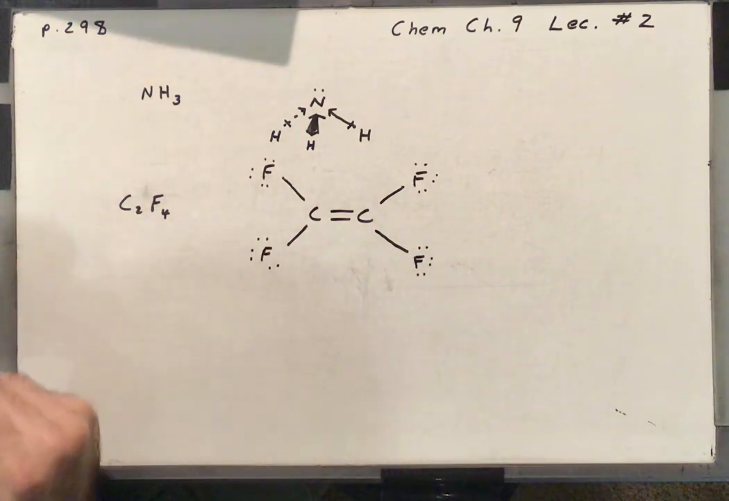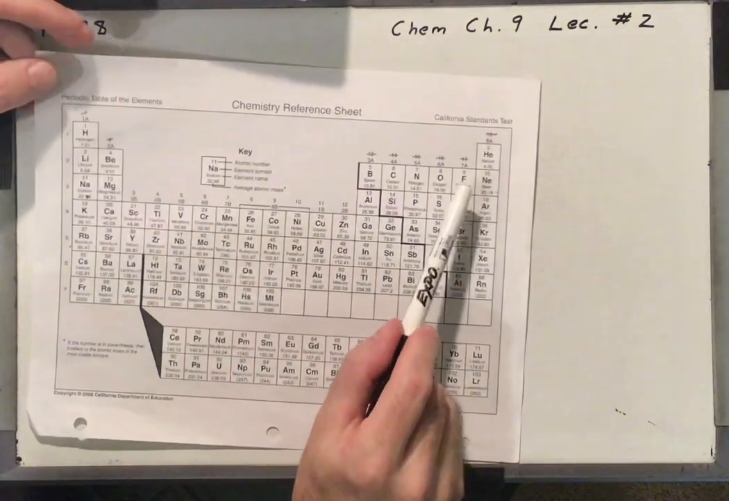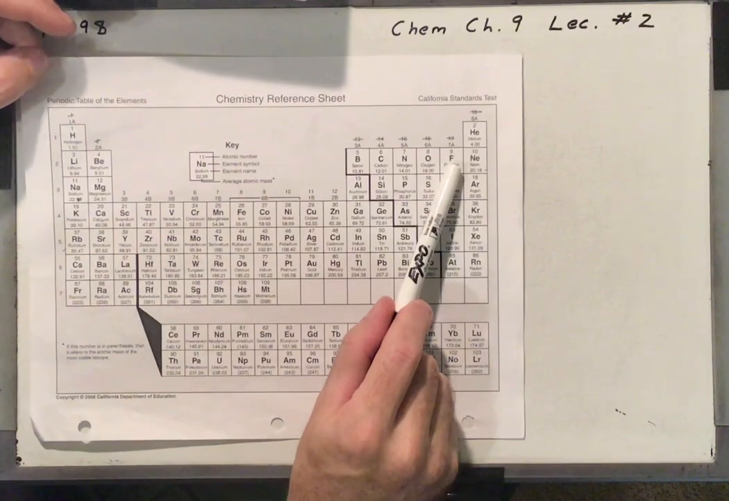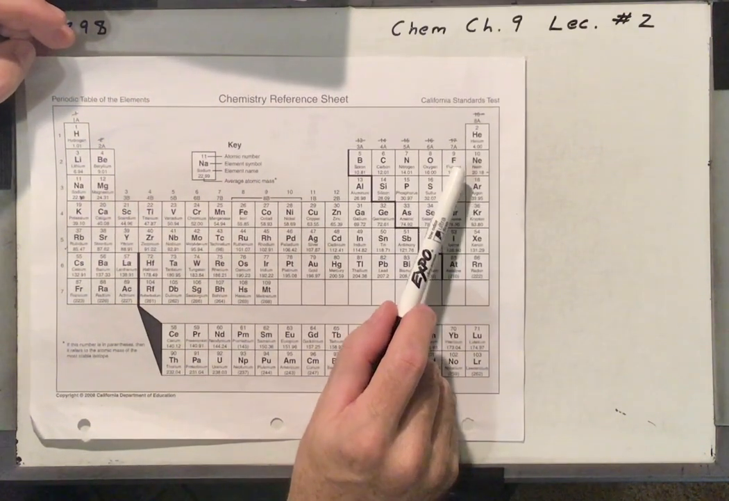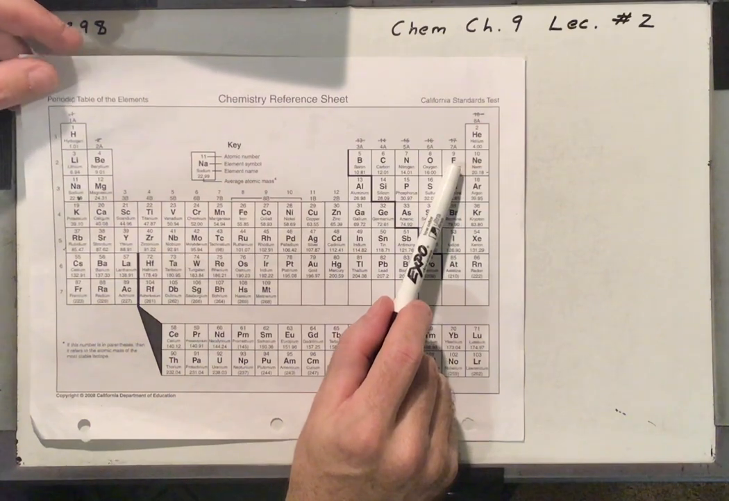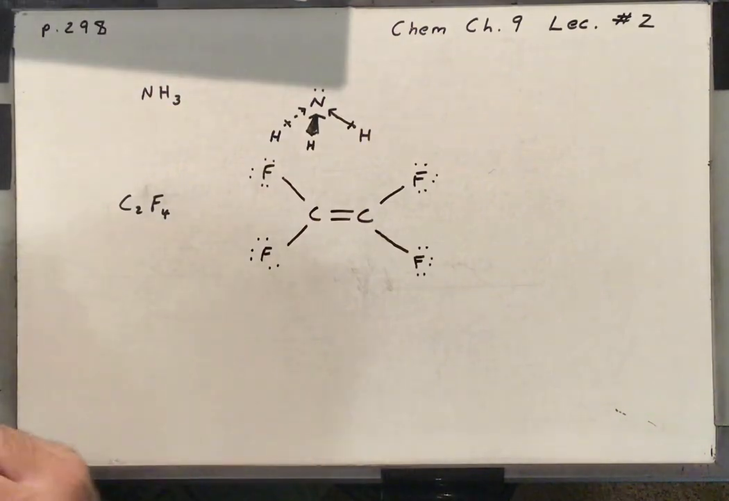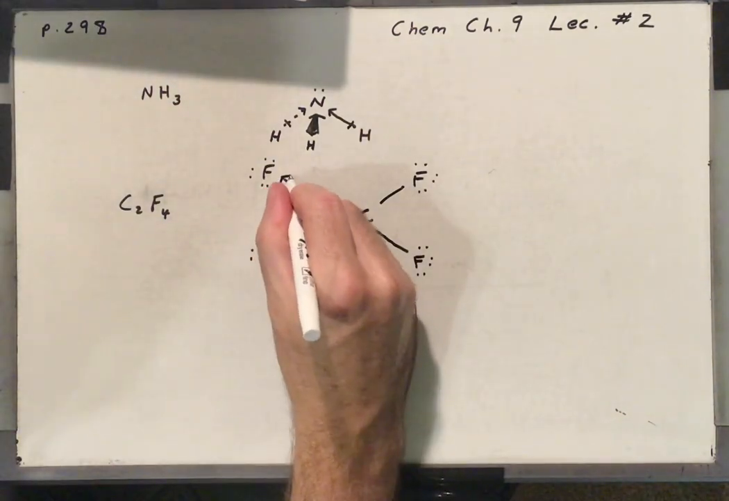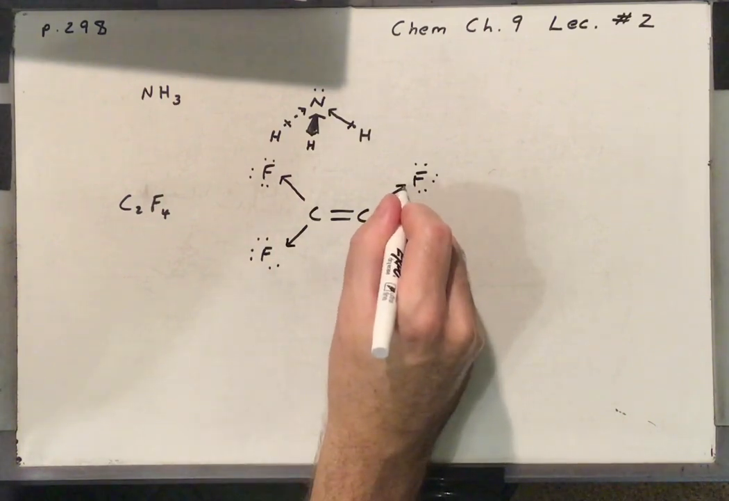Well, how do we draw the polar bonds? Well, fluorine is the most electronegative atom on the periodic table. Okay, so fluorine is really, it's the king of electronegativity. So everything else loses out to fluorine, and certainly carbon does. So the way we show the polar bonds would be with the arrows pointing towards fluorine.